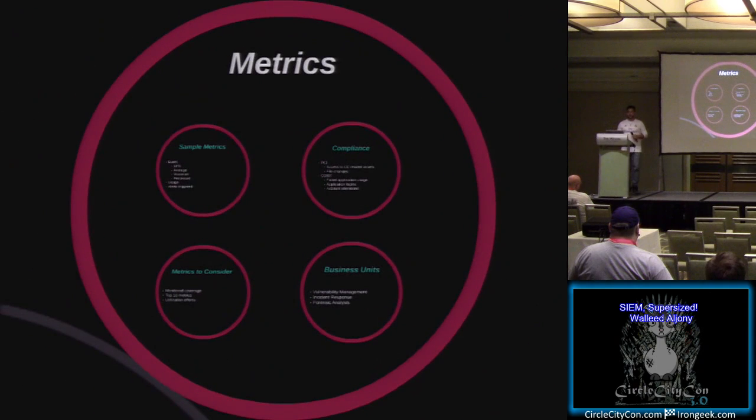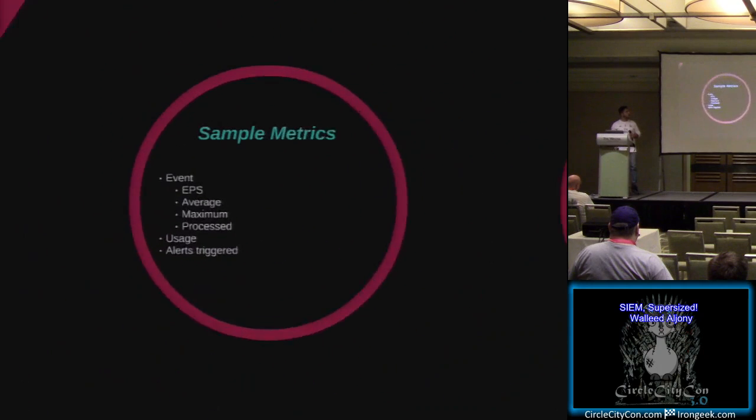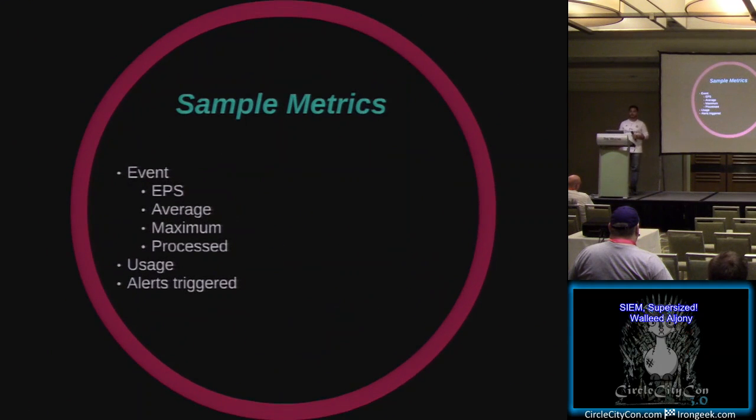Moving on to metrics. Usually if you don't have metrics, most likely your management would not approve of your SIEM deployment. Some metrics to consider would be utilizing the events happening within the environments: the events per second, the average event rate, the maximum, and the processed events within a SIEM. Not every event that comes into a SIEM is going to have an alert within it. So you actually want to see what you're actually processing and your utilization within the SIEM.